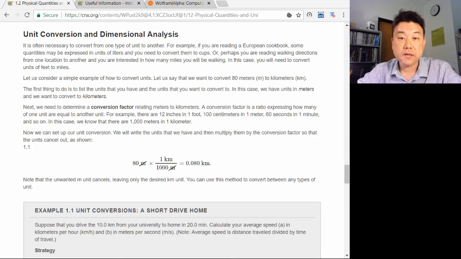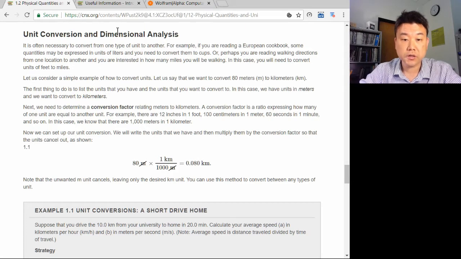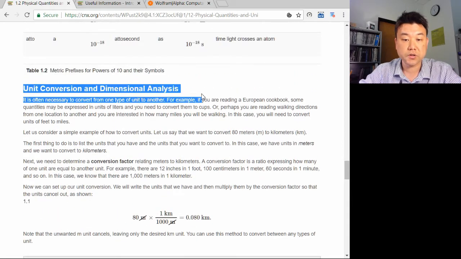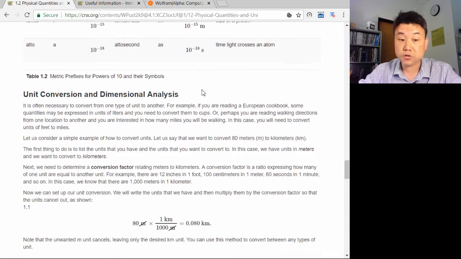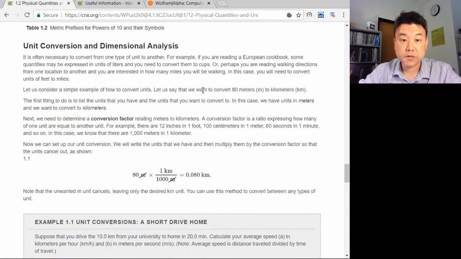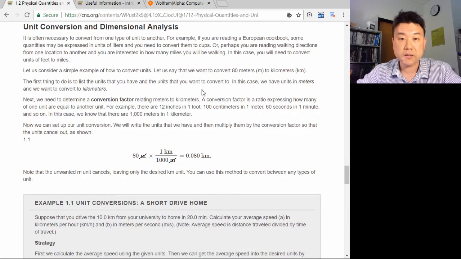Hi, in this video, we'll work out a few examples of unit conversion calculation. Before we start, there are some examples of unit conversion calculation done in the textbook. It's in section 1.2, physical quantities and units, under unit conversion and dimensional analysis. So please do take a look at it. This video is meant to supplement what is already in the textbook.